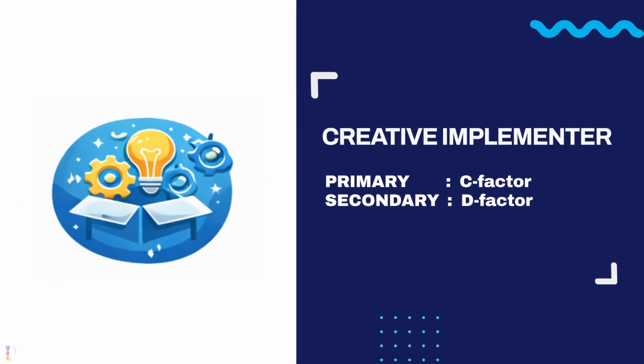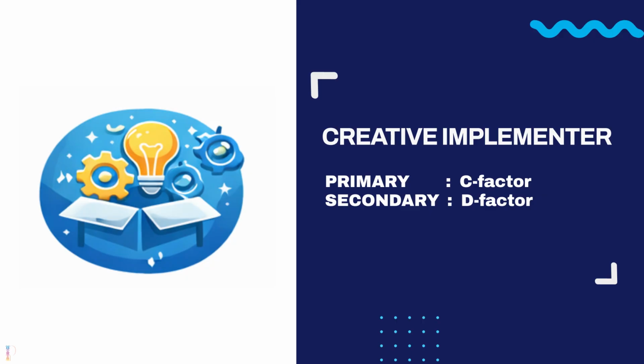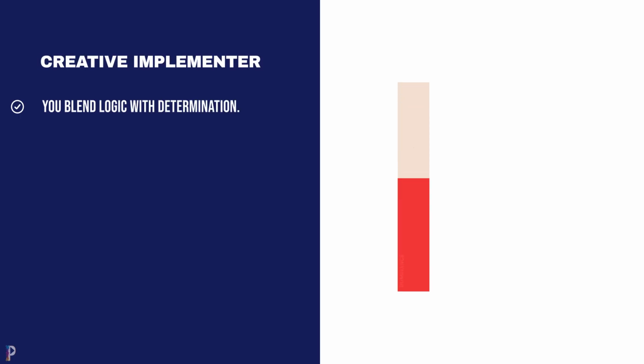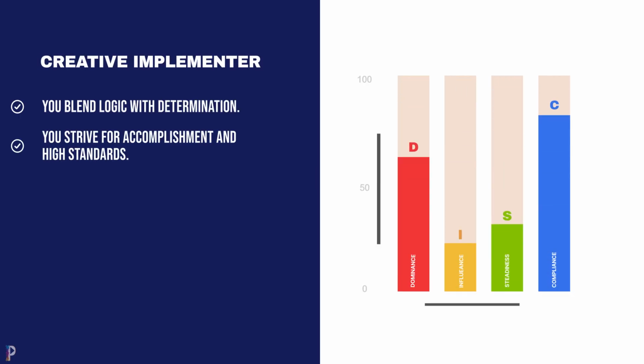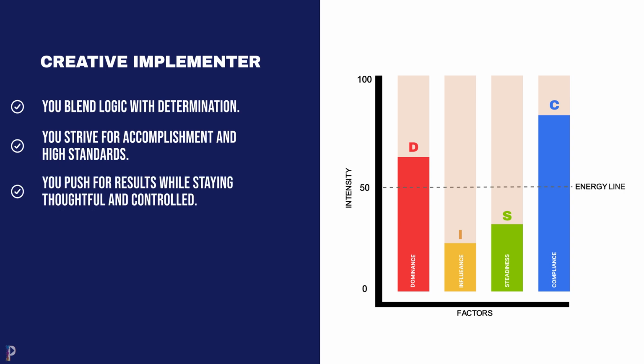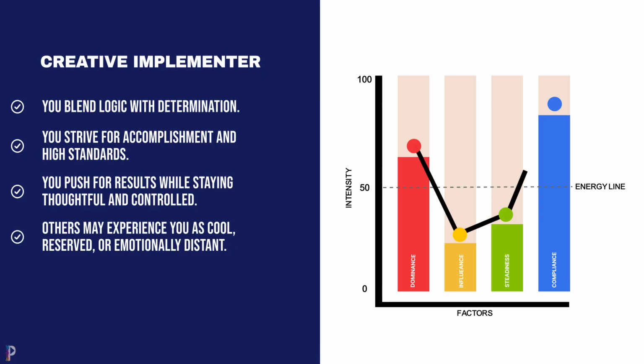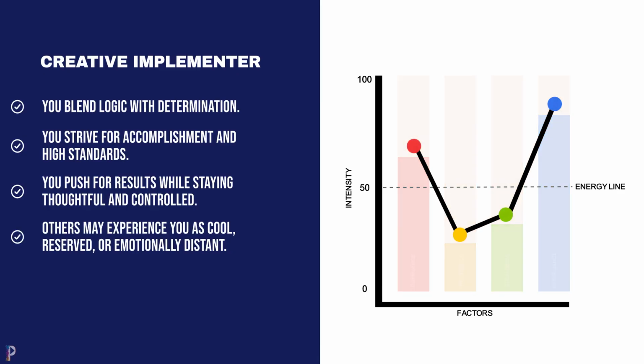If the C factor is primary with the D factor as secondary, then you might be the creative implementer. You blend logic with determination. You strive for accomplishment and high standards. You push for results while staying thoughtful and controlled. However, others may experience you as cool, reserved, or emotionally distant.